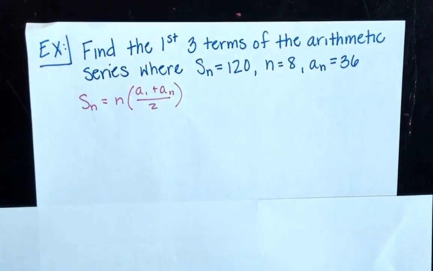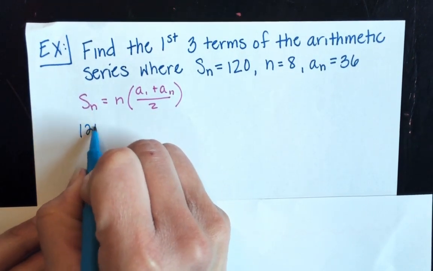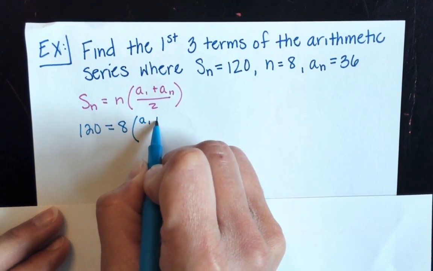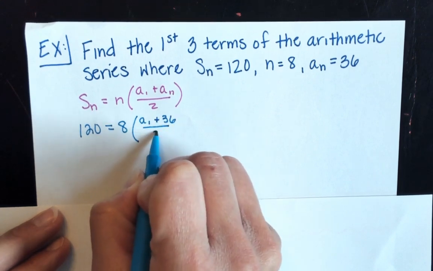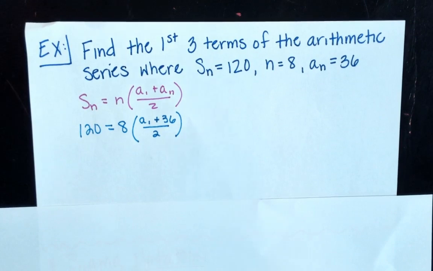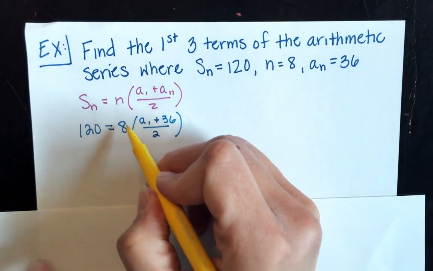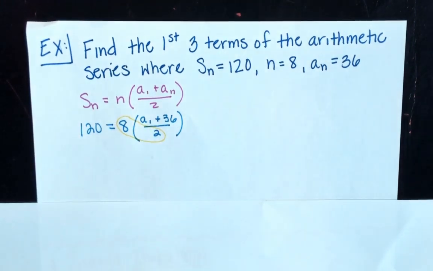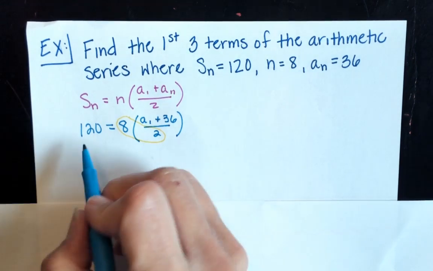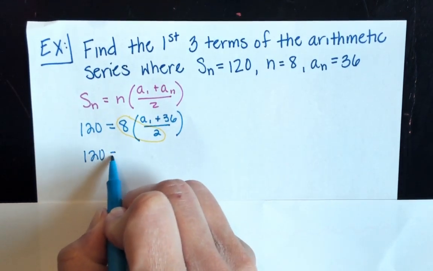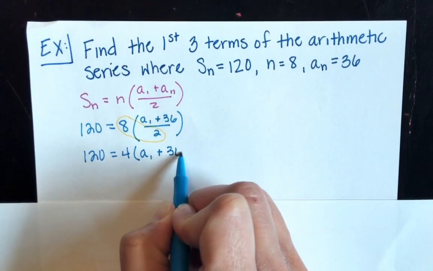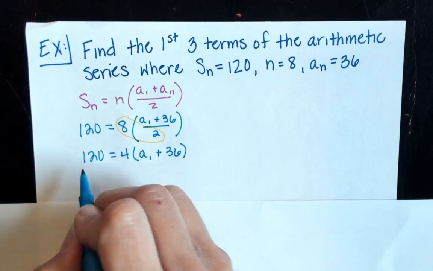And we're going to go ahead and plug in 120. 8 times a sub 1 plus 36 divided by 2. Now, please keep in mind that 2's in the denominator, so my 8 and my 2 are going to be able to reduce. And do that first, that way you don't have to worry about all your fractions. And now we have 4 times a sub 1 plus 36. Makes it a heck of a lot easier.